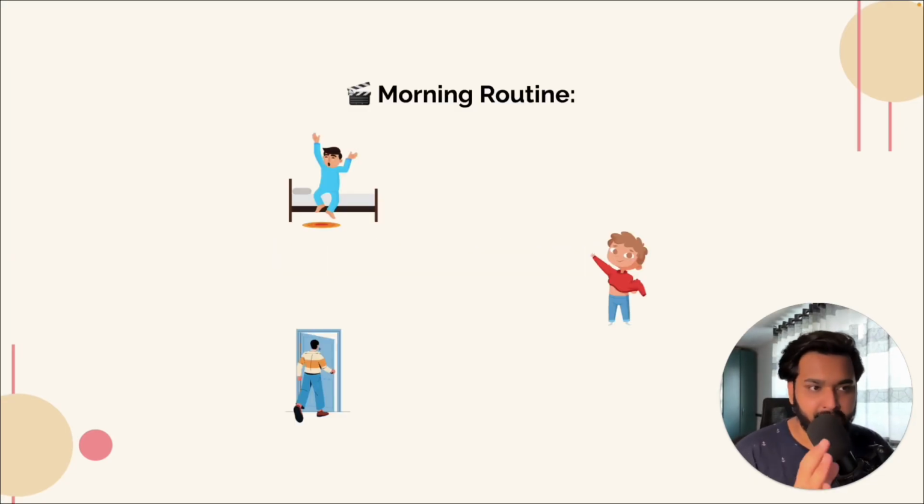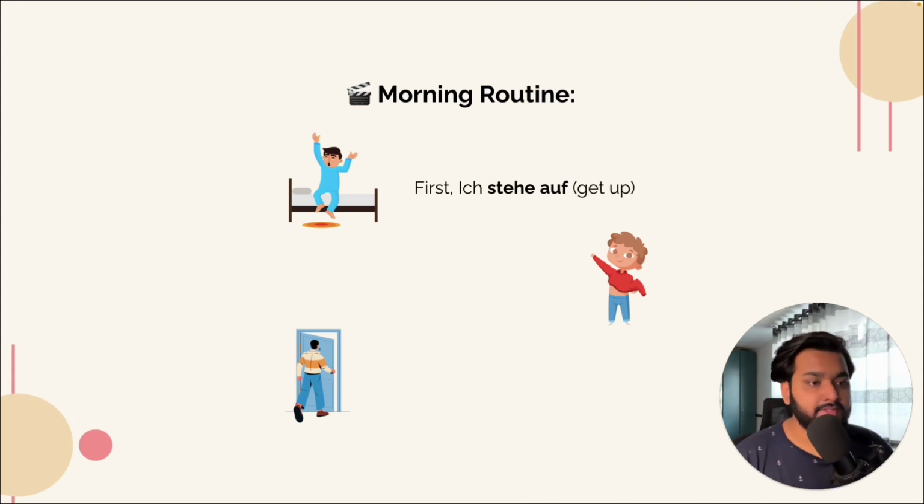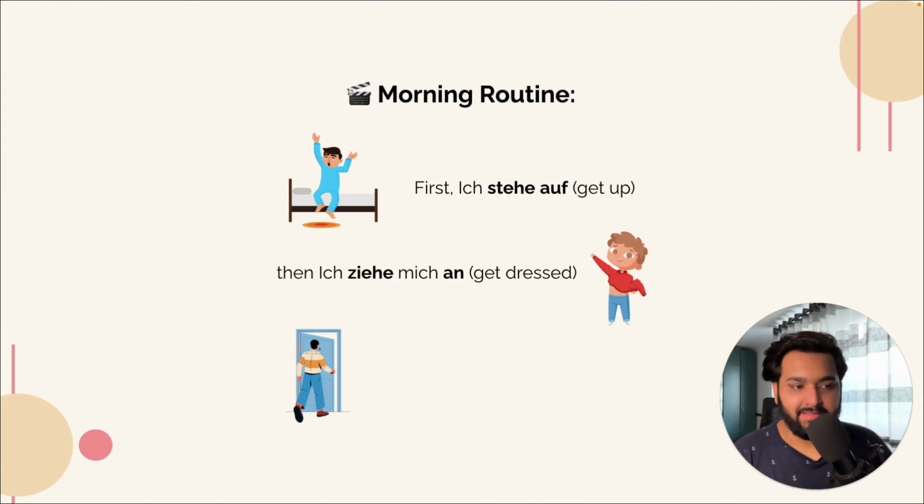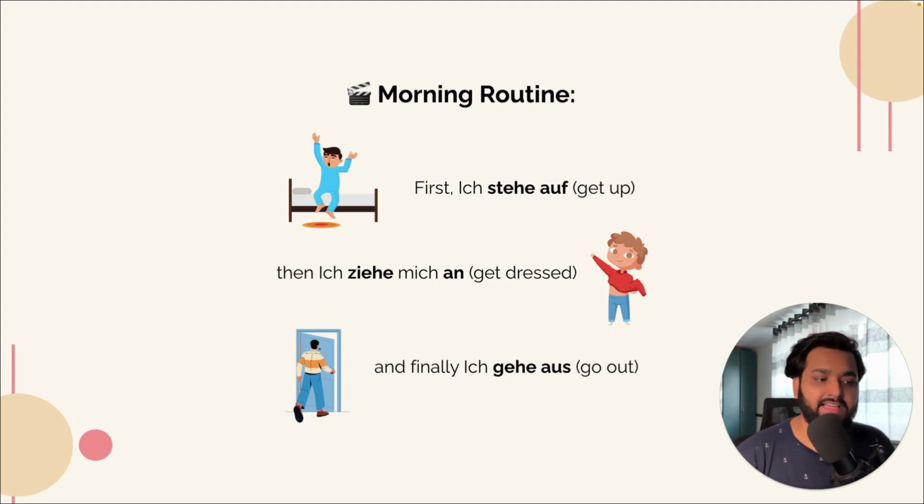At first we have the morning routine. Let's see how you can use separable verbs to describe your morning routine in German. Okay? So at first we have ich stehe auf. That means I get up. Then ich ziehe mich an. That means I get dressed. And finally, ich gehe aus. I go out. These are some basic sentences you can make with what you have learned previously.